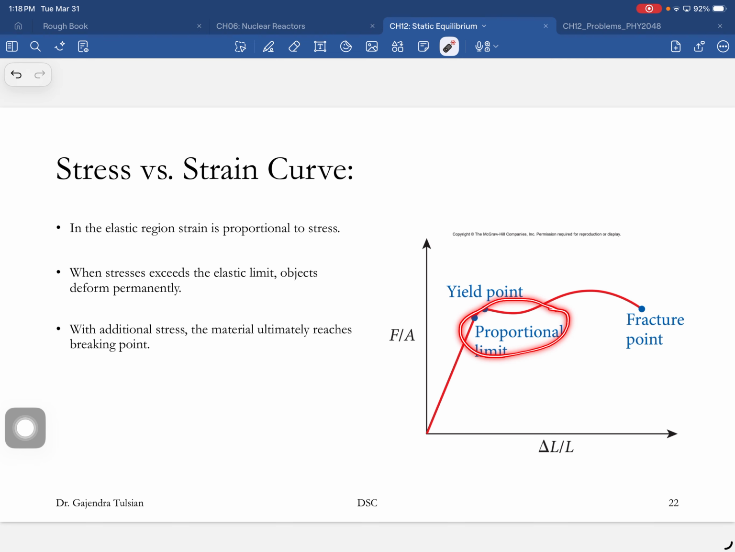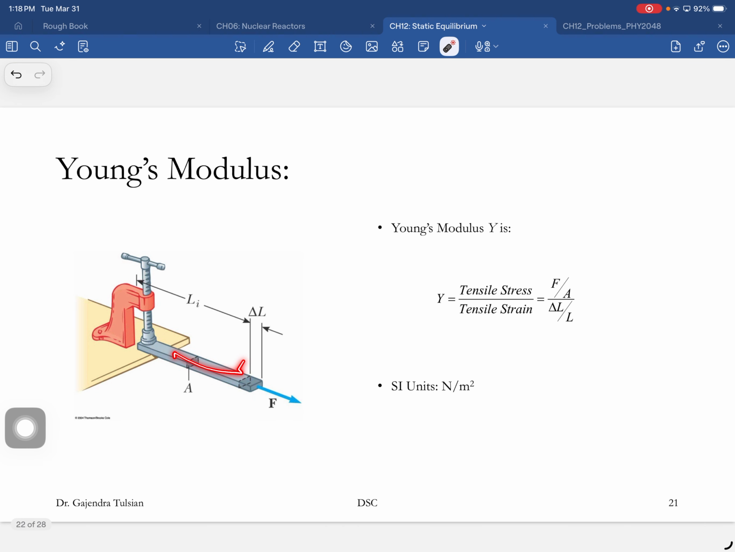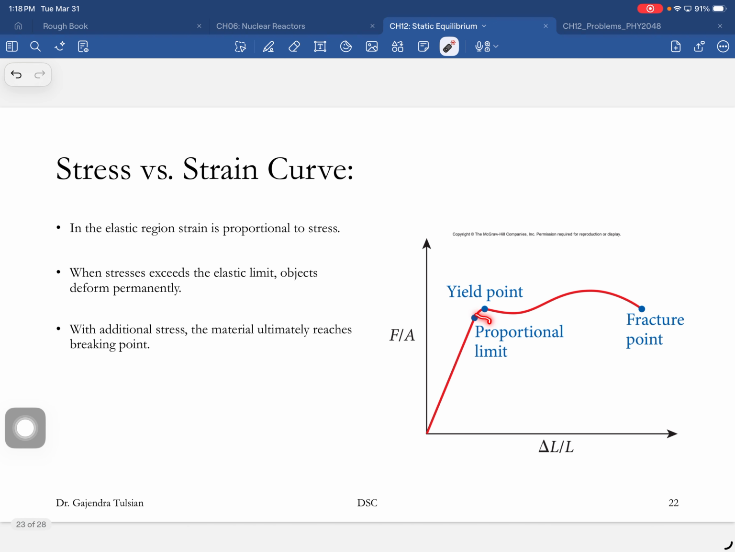So you'll have curves like this for different materials. What is it that you want in your structures? You apply a tensile stress. When you let go, you want it to go back to its original shape. So you want elastic behavior. And so here's a graph for some material. This is the stress you apply, this is the strain.